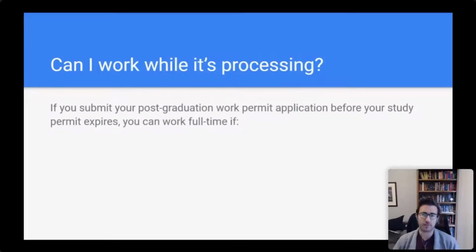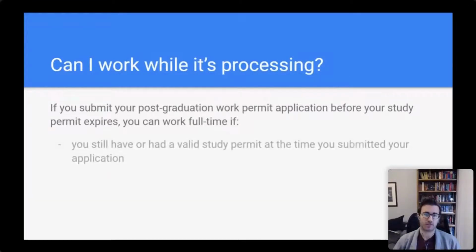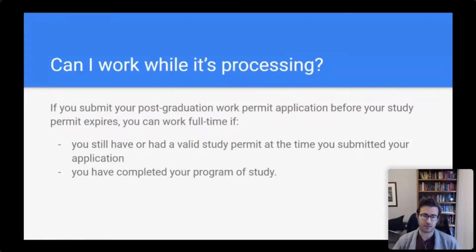So if you submit the post-grad work permit application before your study permit expires, you can work full-time if you still had the valid study permit at the time that you submitted your application, which would make sense if you submit it before it expires, and you've completed your program, right? So basically, if you want to think about this as a step-by-step process, it's complete your program, confirm that it's completed either through marks or a letter from your school, submit the post-grad work permit as soon as possible.